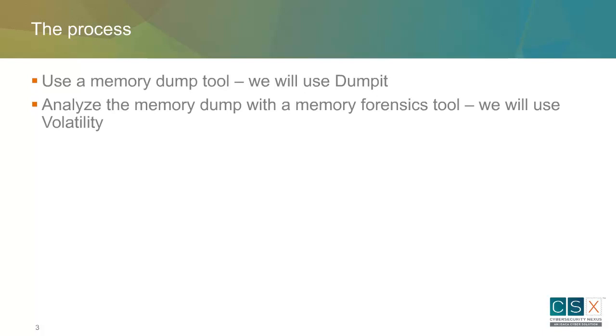So Volatility can analyze memory dumps from all the operating systems that you see listed here, including everything up to Windows 10 and Server 2016. Even Server 2019, I believe, is in the works right now as we record this. So literally every operating system you can imagine, Volatility is able to analyze memory dumps from that particular operating system and do a pretty good job of it.